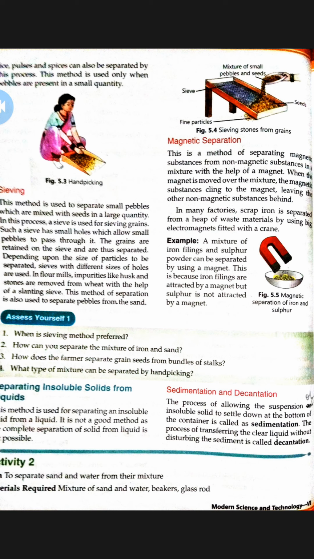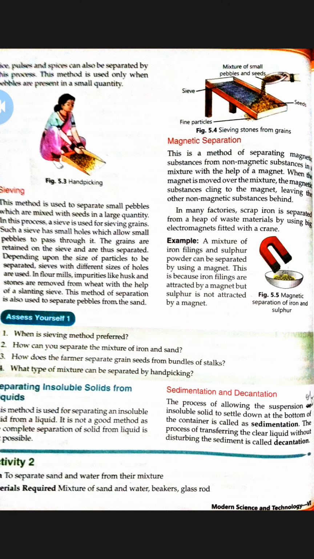non-magnetic substances behind. In many factories, scrap iron is separated from a heap of waste materials by using big electromagnets fitted with a crane. Now one example is also given: a mixture of iron filings and sulfur powder can also be separated by using a magnet. A magnet is brought above the mixture of iron filings and sulfur powder, then what happens? Then the iron filings get attracted towards the magnet and they stick to the magnet while sulfur is left behind.